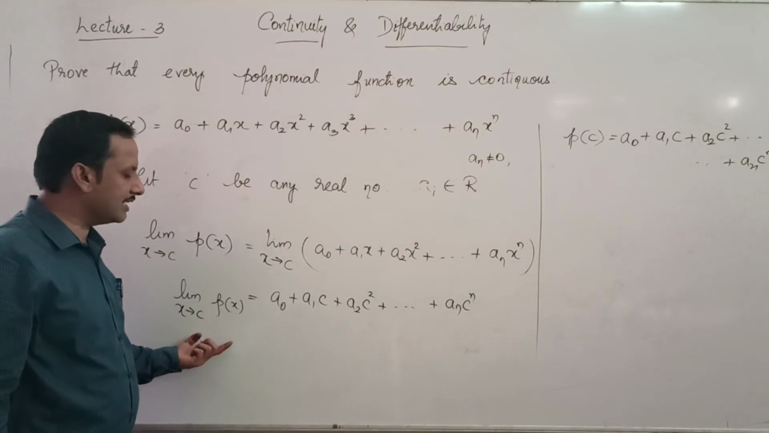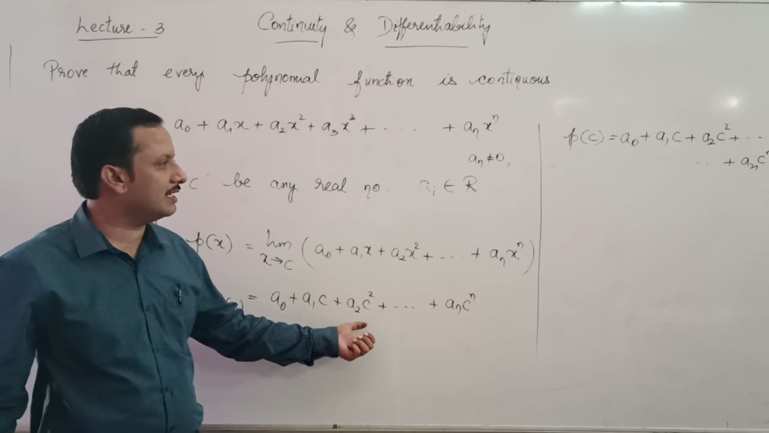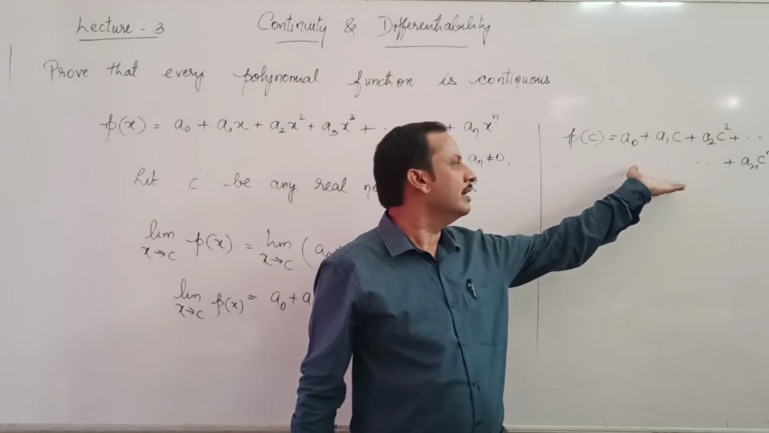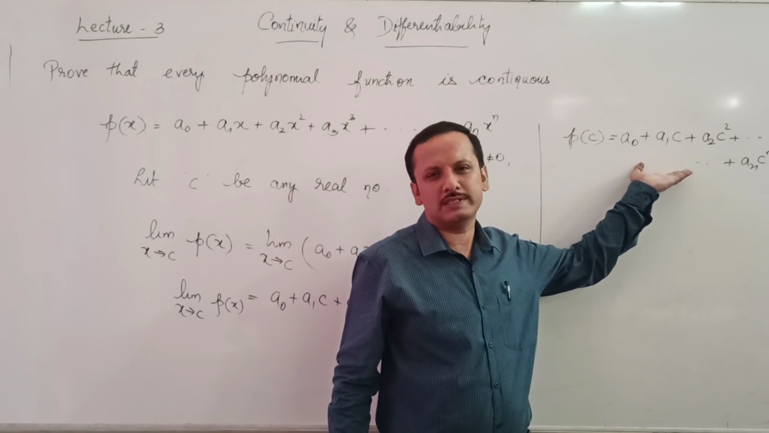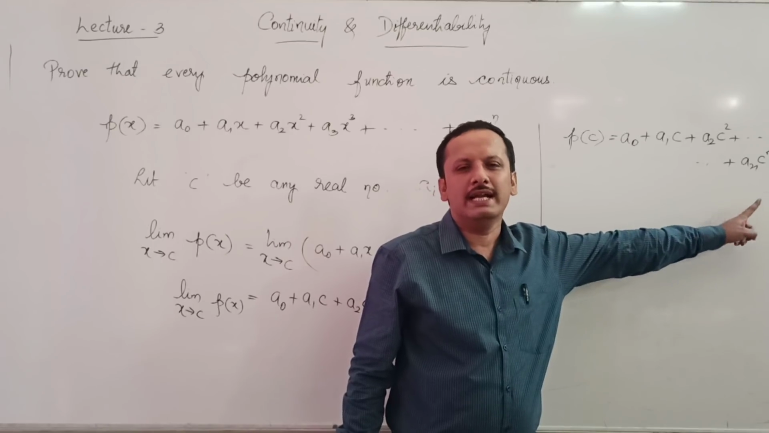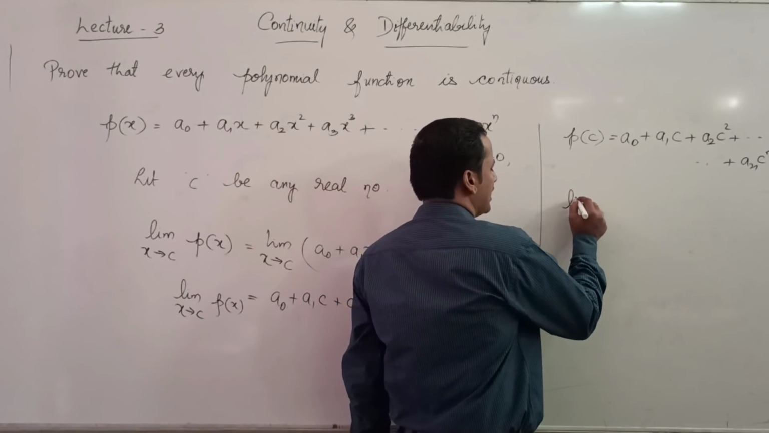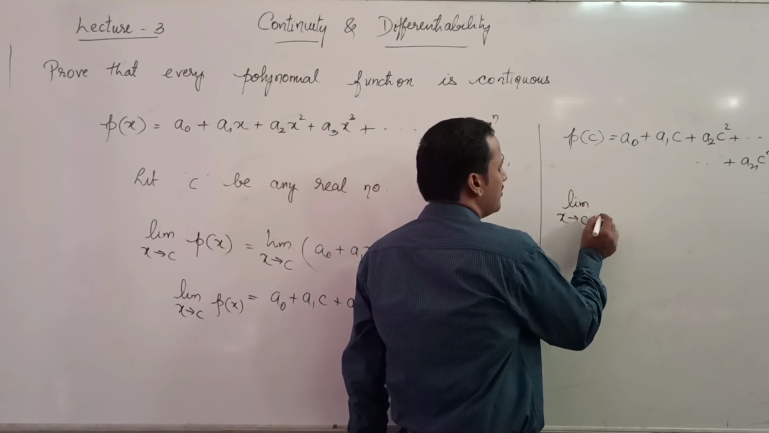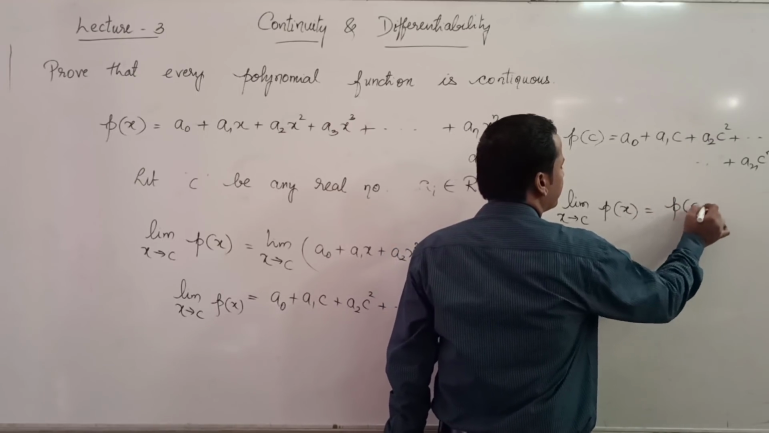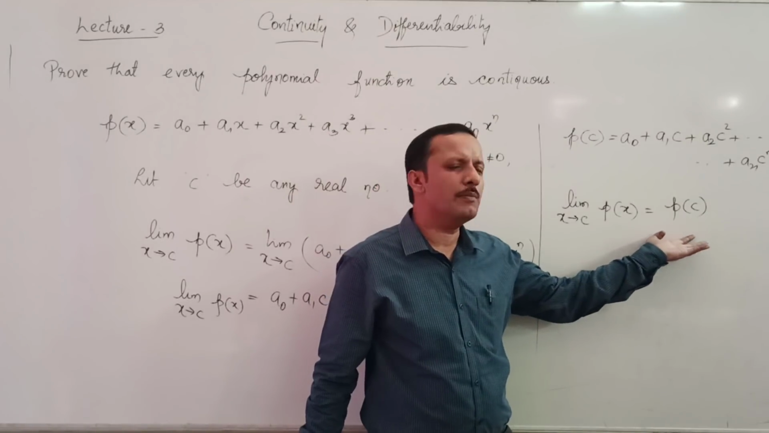Now look at this, limit x tends to c p of x. Here we have got a0 plus a1c plus a2c square and so on till an c power n. And observe here, in p of c, we have got the same thing, a0 plus a1c plus a2c square etc. till an c power n. So from this we can say limit x tends to c p of x is equal to p of c.